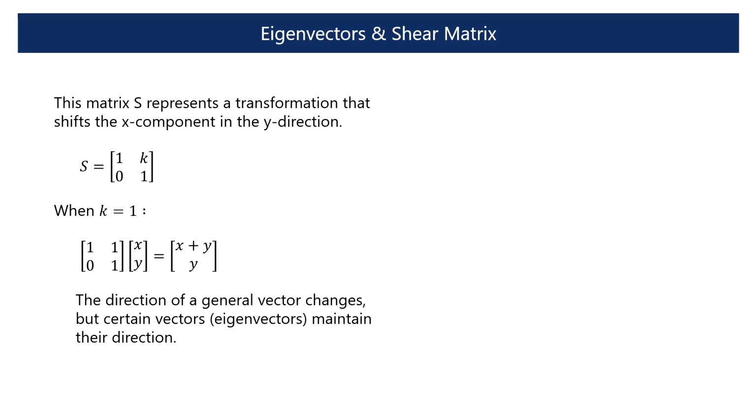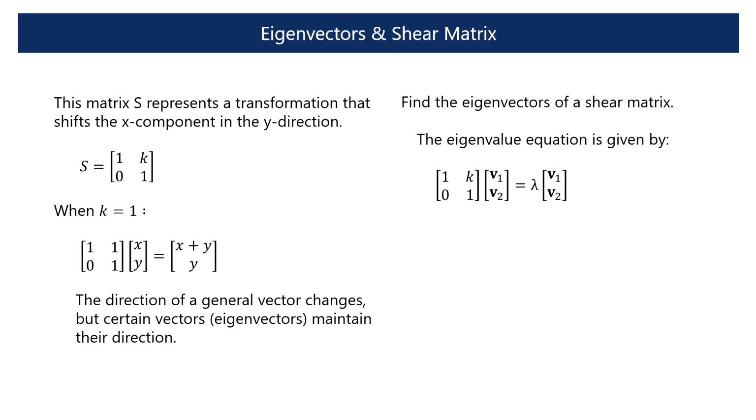For example, when k equals 1, applying this matrix to a vector xy results in this transformation. In this transformation, the direction of a general vector changes. However, certain vectors maintain their direction. These are the eigenvectors. Now, let's find the eigenvectors of a shear matrix.